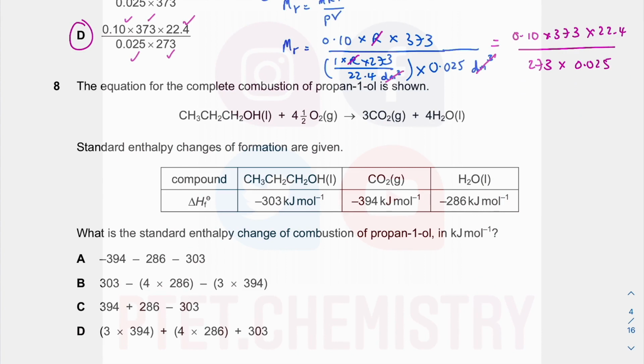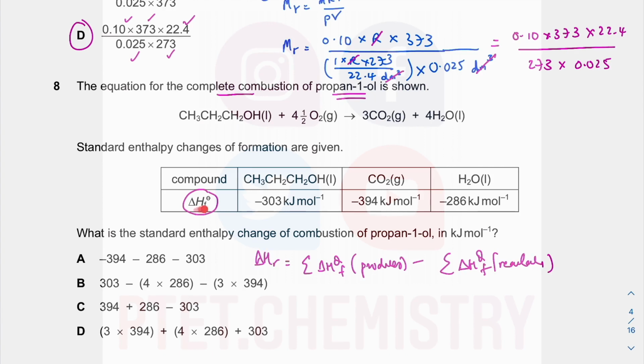Question 8 is about complete combustion of propane 1O. So propane 1O is as shown here. You are given enthalpy of formation. So we know that the sum of the enthalpy of formation of products minus the sum of the enthalpy of formation of reactants is equal to the enthalpy change of reaction, especially when you are given enthalpy of formation. Remember, the enthalpy of formation is defined for forming 1 mole of the substance. Here you're forming 3 moles of it, so you need to multiply the CO2 formation by 3. So there's 3 times minus 394. Use bracket, and you have 4 of water.